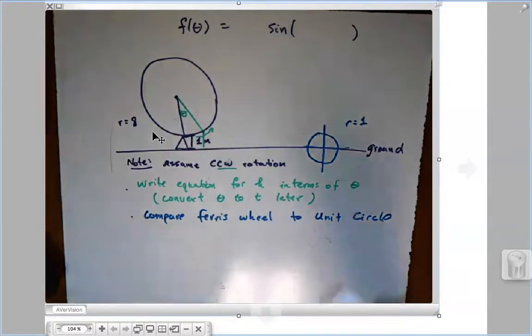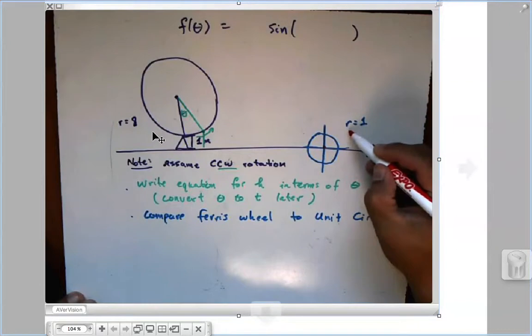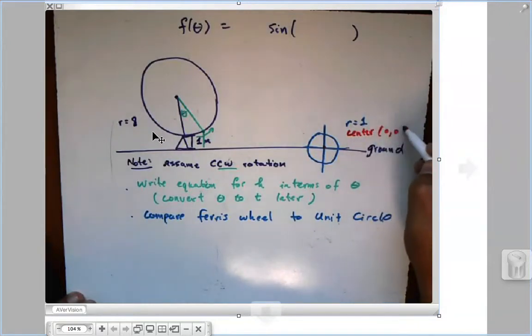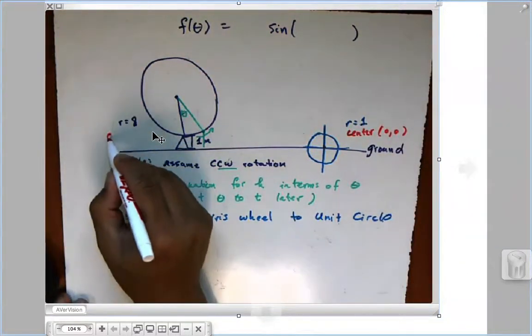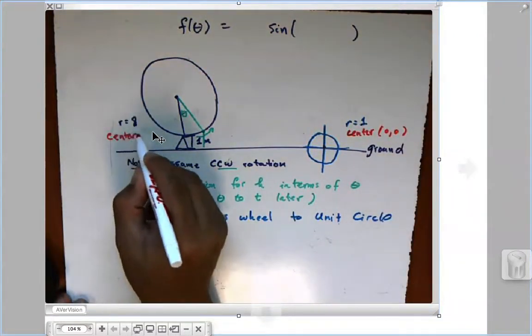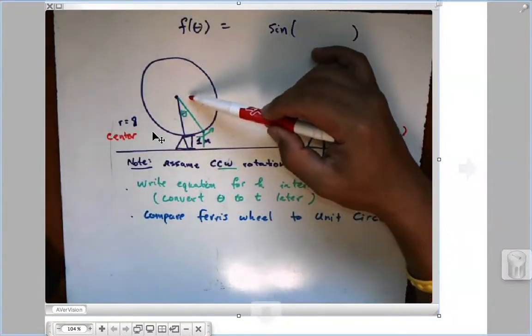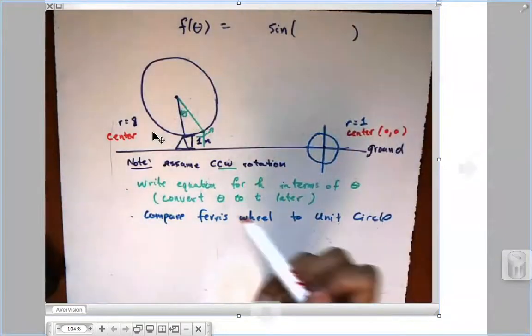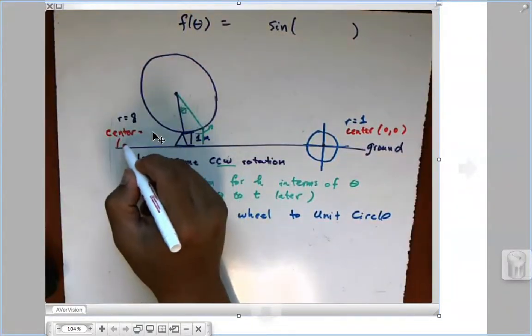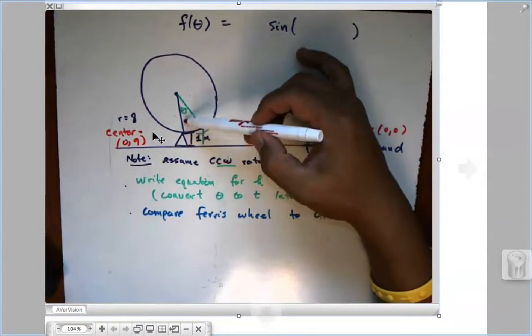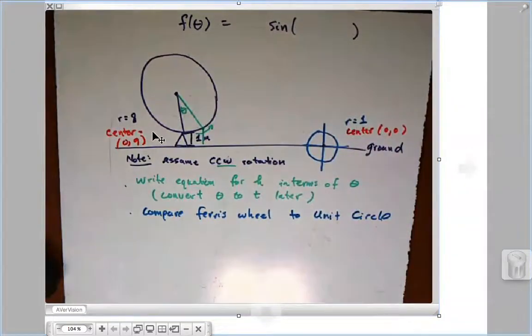We have a center for the unit circle at 0, 0, whereas the center for the Ferris wheel, and we have to be a little bit careful here, it's 1 meter off the ground and then another 8 meters to get to the center because that's the radius. So the center here would be 0, 9. Because again, it's 1 meter off the ground and then another 8 meters to get up here. And let's look at a few more comparisons here before we really proceed.